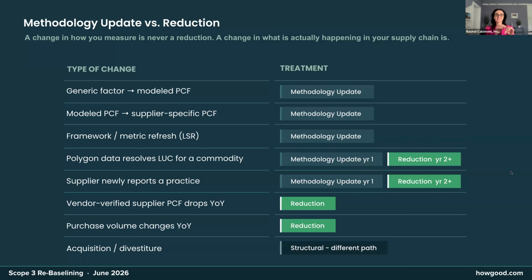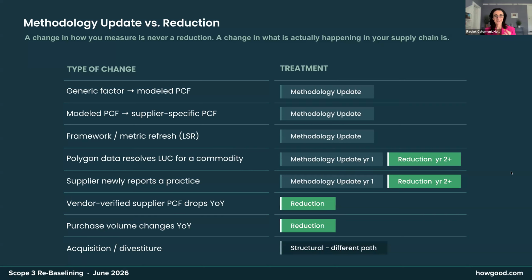Okay, this table, this is the one that's important. Look at the left side. Of the 8 common ways your scope 3.1 number can change in a given year, 5 of them are methodology updates. 2 are reductions. 1, M&A, is structural and follows its own path.